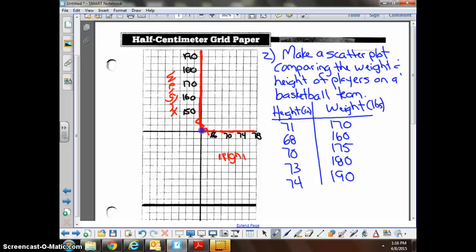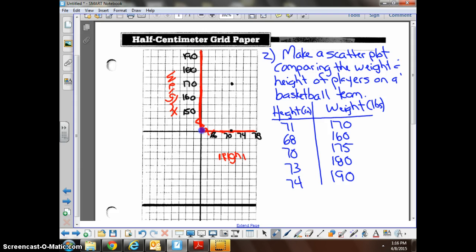Take player number 1. They are 71 inches high. So if I find 70, and the middle between 70 and 74 is 72, 71 is going to be right here somewhere, right in the middle, right? Yes, no? And I can find 170, so I'm going to follow up 71 to 170, and I'm going to put a dot right there. That's player 1. You guys cool with that?